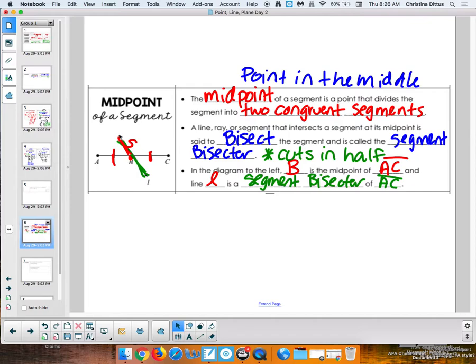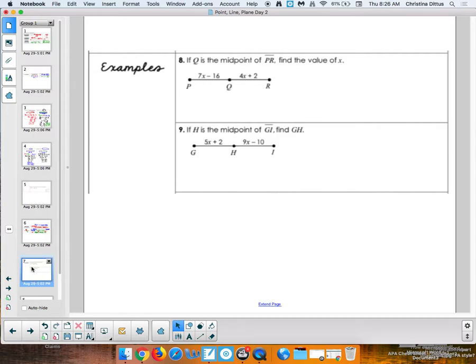Okay. That's a lot of fancy words for stuff that's just equal. So, if I know Q is the midpoint, so Q's in the middle, what do I know about PQ and QR? They're the same. So guess what we're going to do with 7x minus 16 and 4x plus 2? Set them equal.